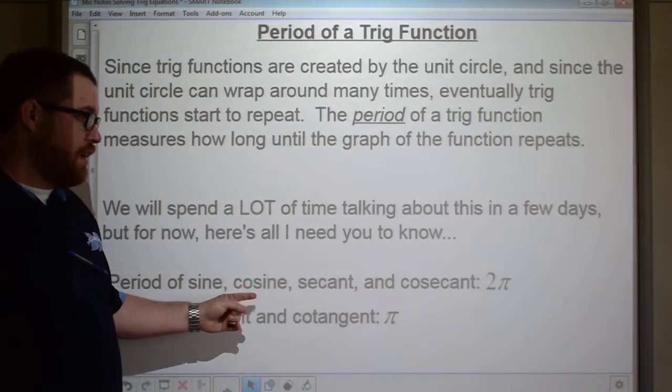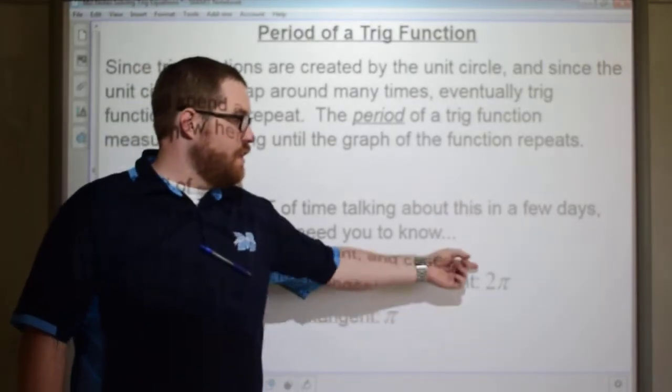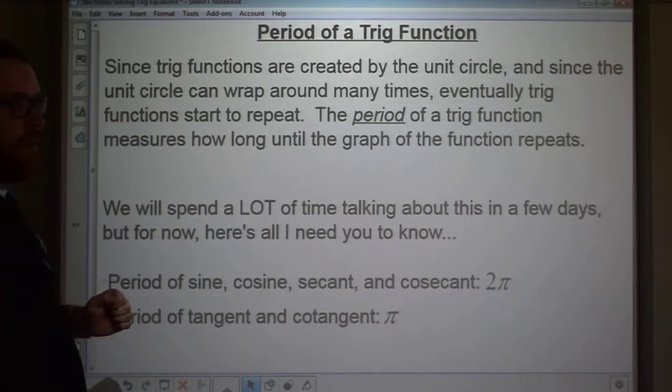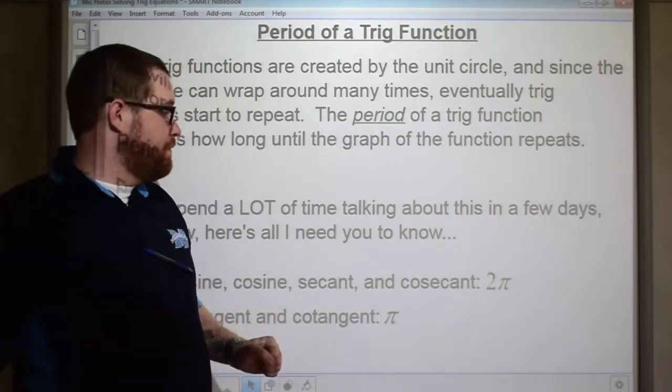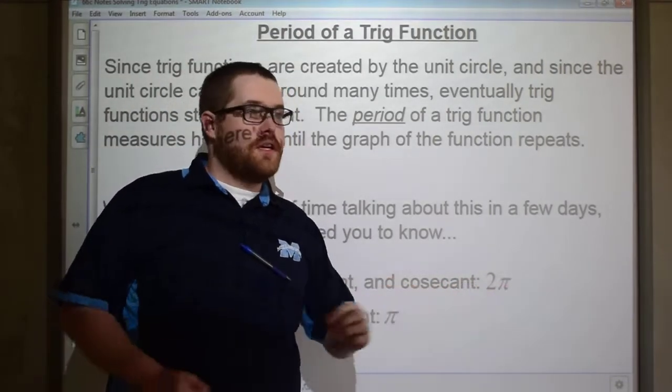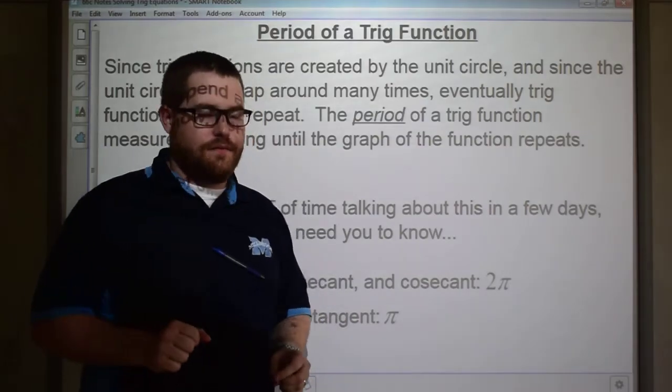Sine and cosine and the reciprocals, secant and cosecant, have a period of 2 pi. Whereas tangent and cotangent just have a period of pi. That means that if an answer is correct for sine, it will also be correct 2 pi later.